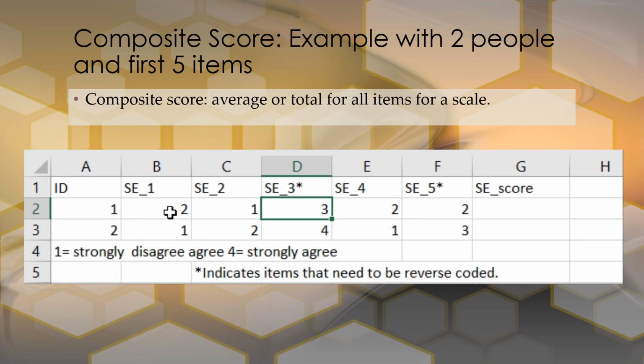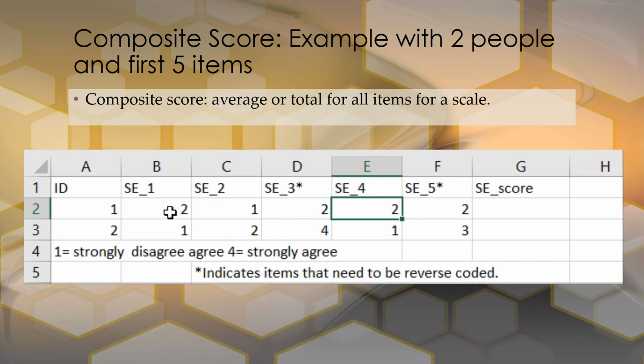I'm going to show you how to do it pretty simply just with these 2 people, and then in another video for your homework I'll show you how to do it with a lot of people. So remember, it's reversed. So a 3 should now be a 2. So instead of putting a 3 here, we put a 2. So we flip the scale. So a 1 becomes a 4, a 2 becomes a 3, a 3 becomes a 2, and a 4 becomes a 1.